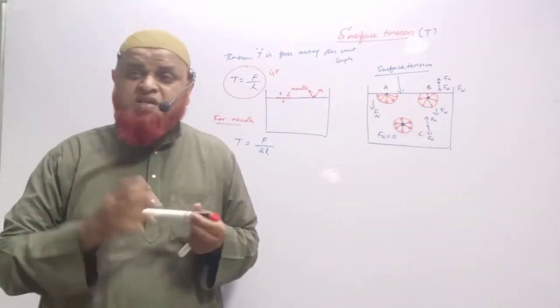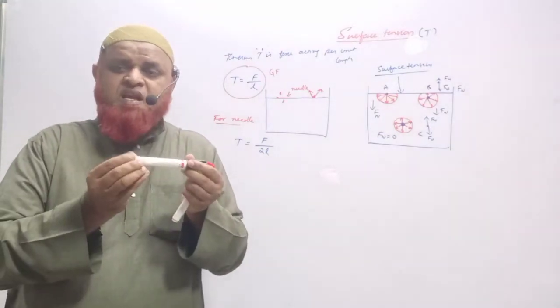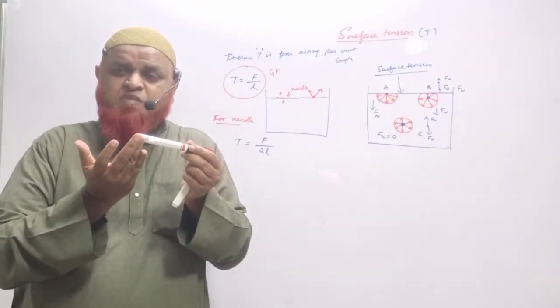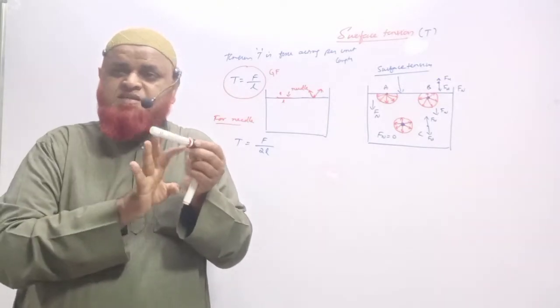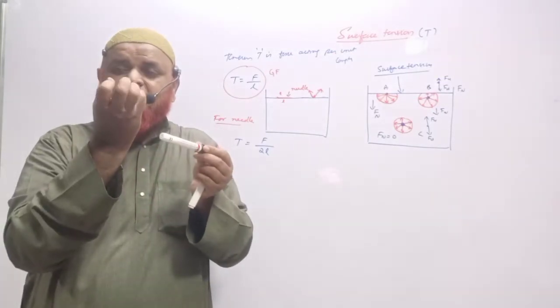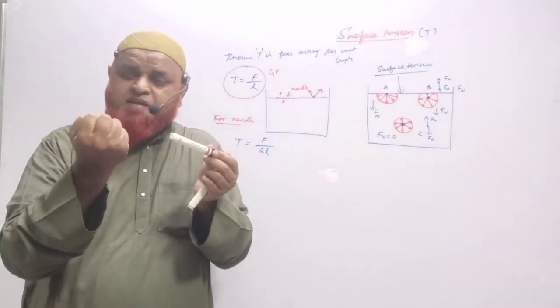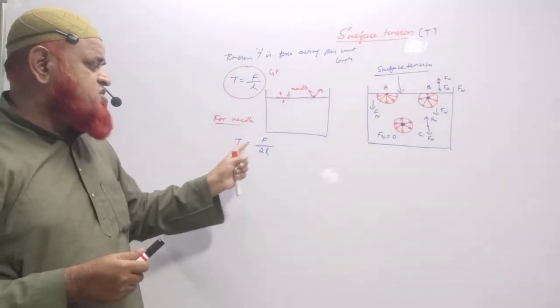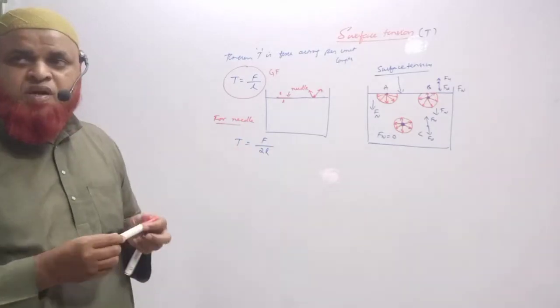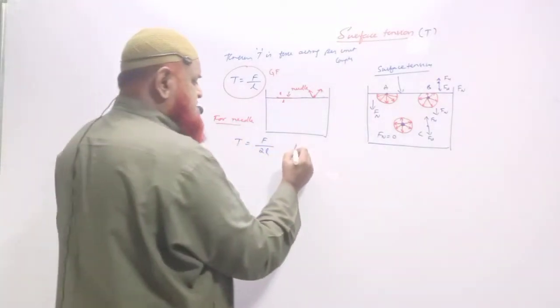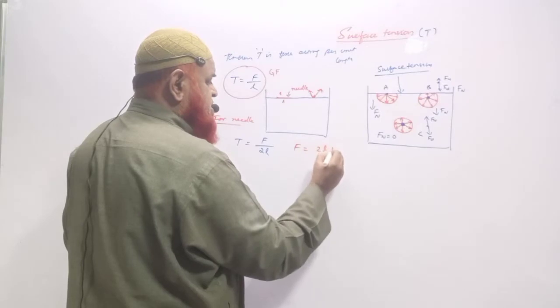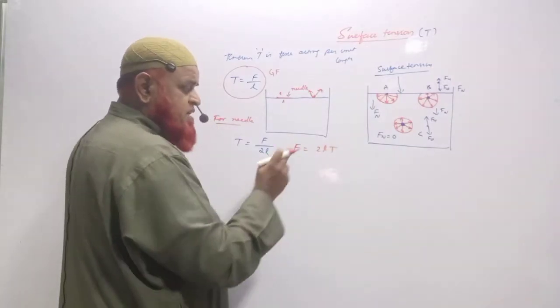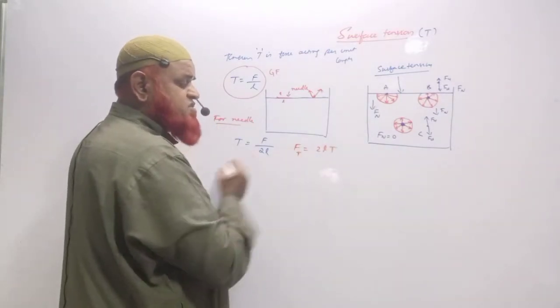Understand? Why is it 2L? Just now I told you. This needle is in contact with the surface on this side and this side. So both sides have been lifted by the surface tension here. That's why for the needle especially, the force is going to be 2L into T. This is the force which is because of tension.